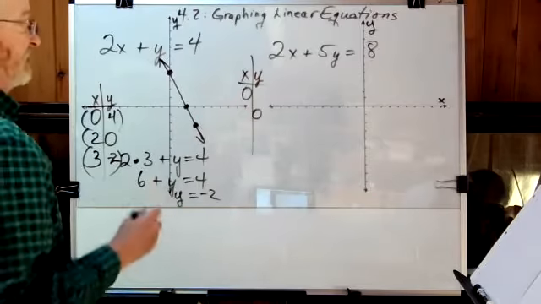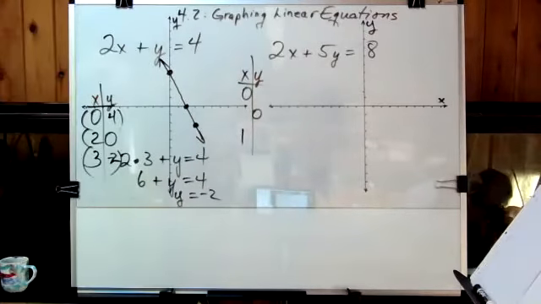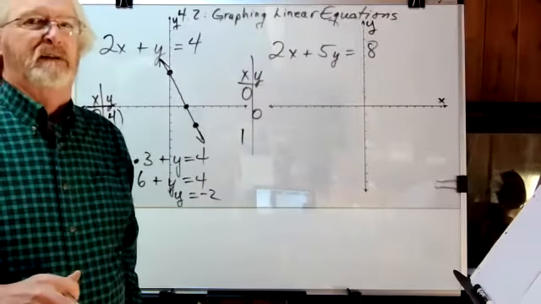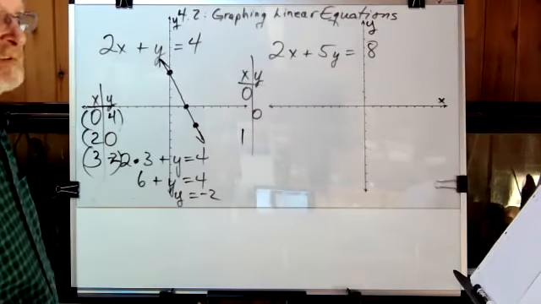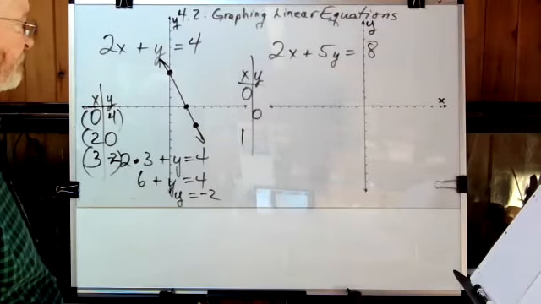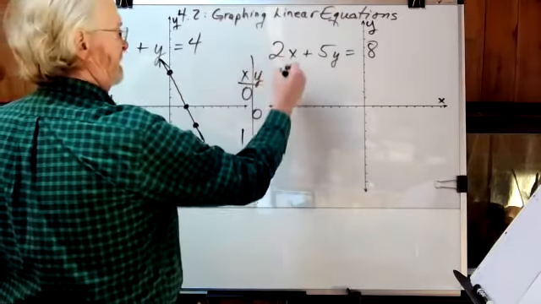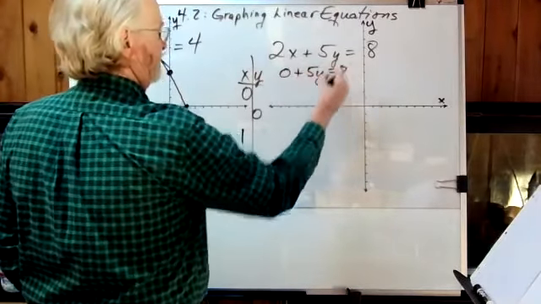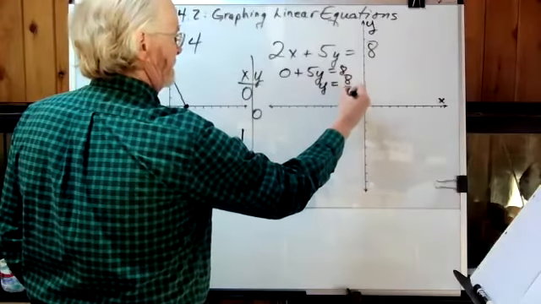Just arbitrarily, I'm going to put in a 1 also, for 3 points. The problems usually ask you to calculate 3 points. Two of them should be good enough, but the third one confirms that you've got all 3 correct and they're on the same line. If x is 0, I get 0 plus 5y is 8. Divide by the 5 and get 8/5.